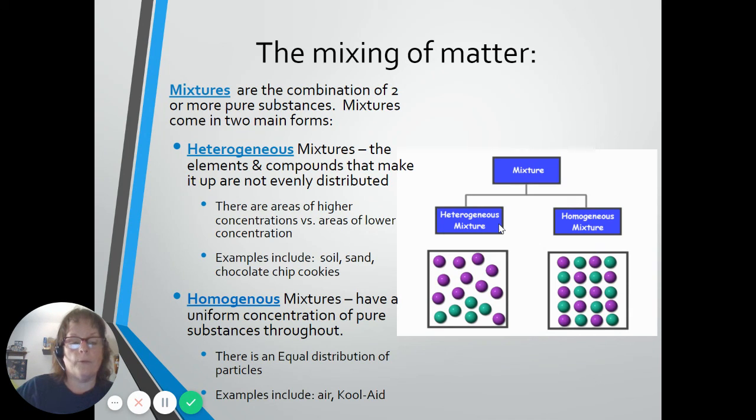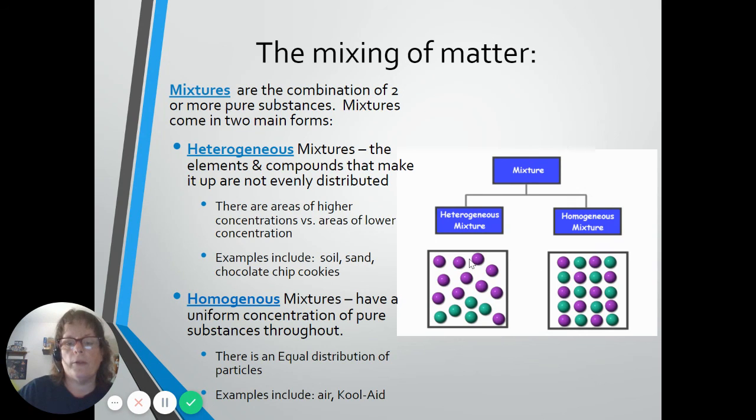All right, now homogeneous, again, homo means the same. So this means these mixtures do have a uniform concentration. There's an equal distribution of all the particles. For example, Kool-Aid. You mix up Kool-Aid and water, it dissolves. There's pretty much a nice even distribution. Air is basically equally mixed, just talking about air in general. I'm not talking about going somewhere like the bridge tunnel where there's tons of carbon dioxide. I'm just talking about air, like right here. It's 78% nitrogen, 21% oxygen. So it's evenly distributed in a homogeneous mixture.